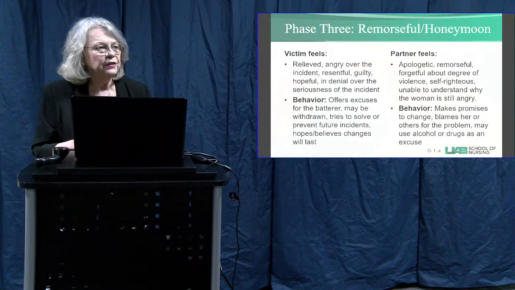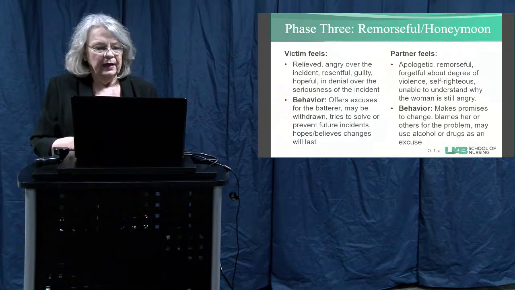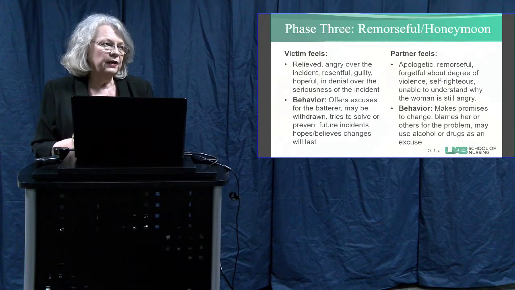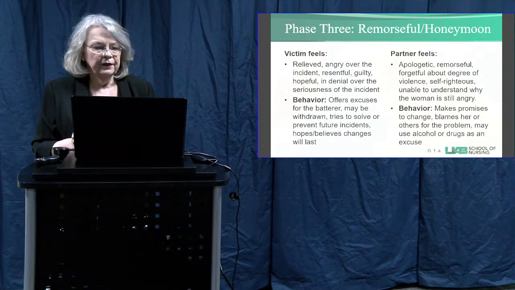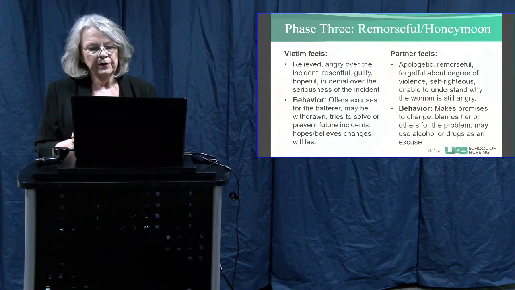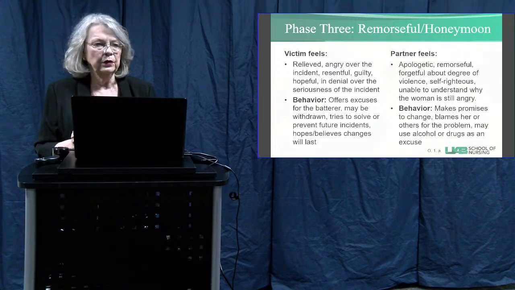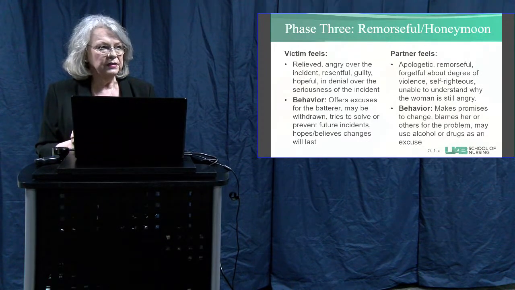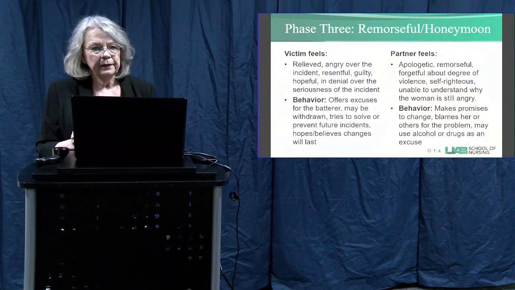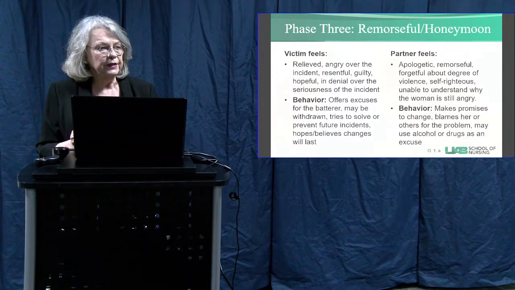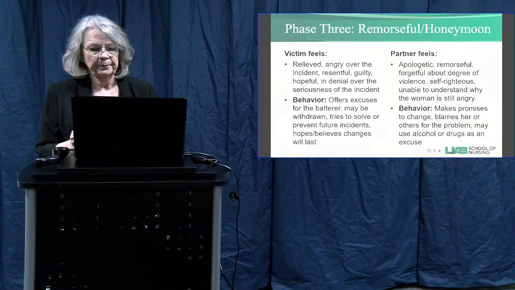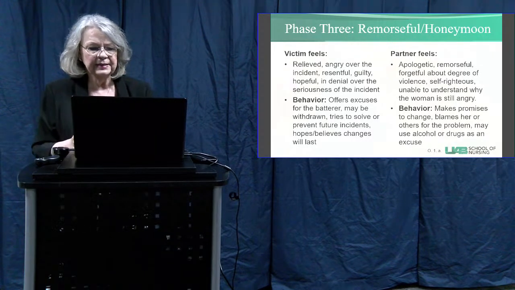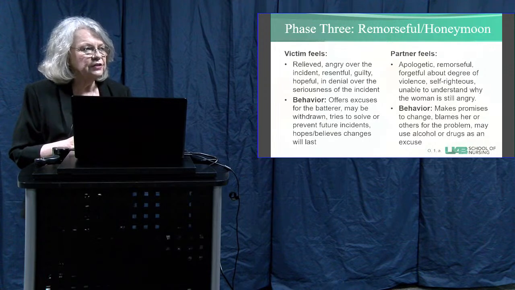So let's talk about after the violent event. It's remorse. Used to be called honeymoon. It's cooling off. The victim is relieved, pretty angry over the incident, resentful, feeling guilty, wondering why she couldn't perform to prevent this event, and in denial about the seriousness of the physical, mental, or emotional assaults. This is when they come in the emergency department with injury and they'll offer excuses for the batterer. They may try not to talk to you about it. They try to solve and prevent future incidences, and they hope and believe that the changes they promised during this time will change.